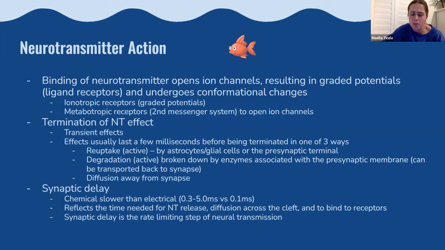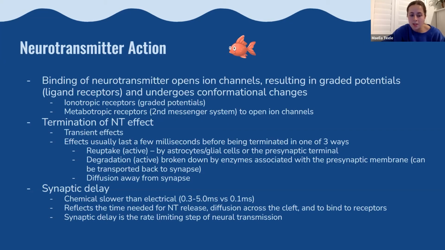Your ionotropic receptors lead immediately to graded potentials happening, but your metabotropic receptors open up the ion channels, if that makes sense. I'll go over that a bit later, but I've already talked about the termination of the neurotransmitter.